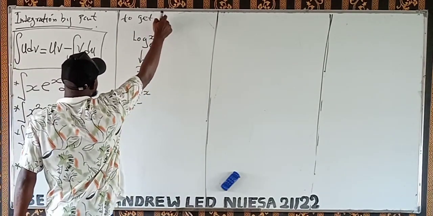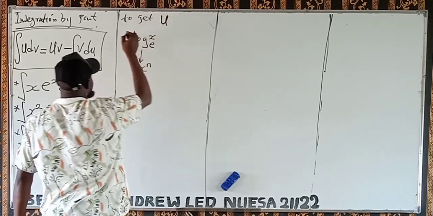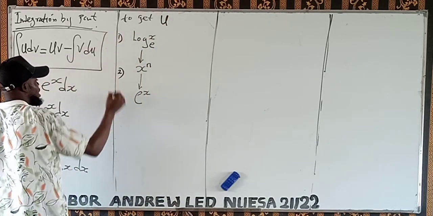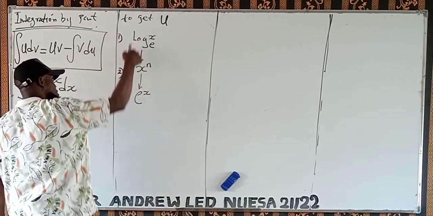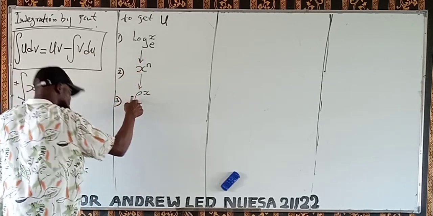This will be your u in the question. So this is the first one, the second one, the third one. If this one is not there, you take this one. If this one is not there, you take this.